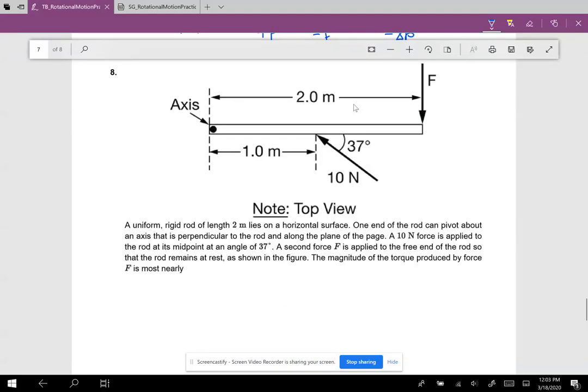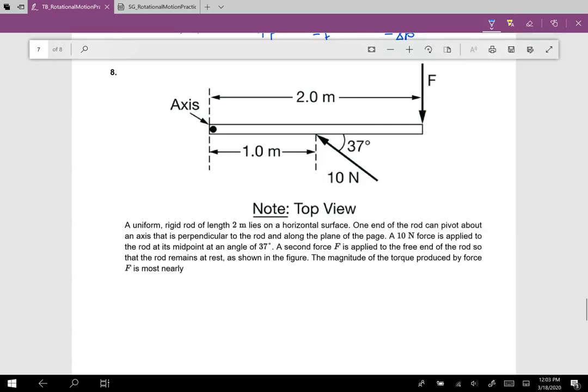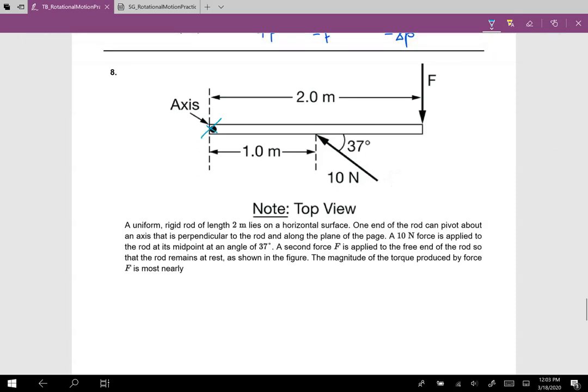So our last question looks a lot like what we started this unit with, and like the quizzes or the skills check that we did. With this one, we have a rigid rod. One end can pivot, so we're pivoting around this end. And we have two forces acting on it.